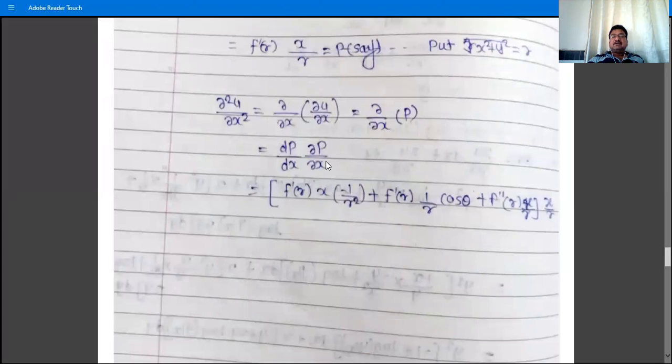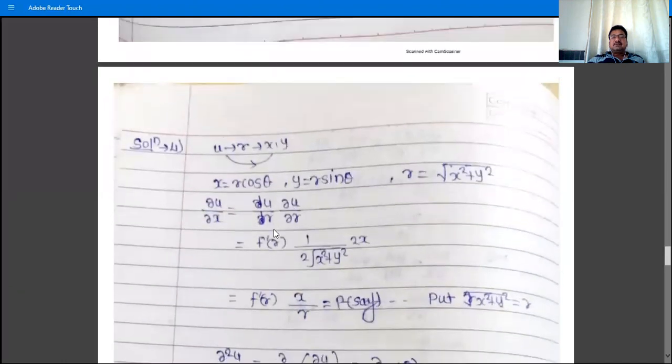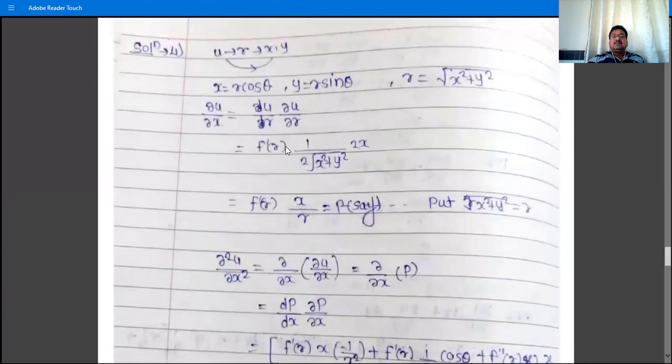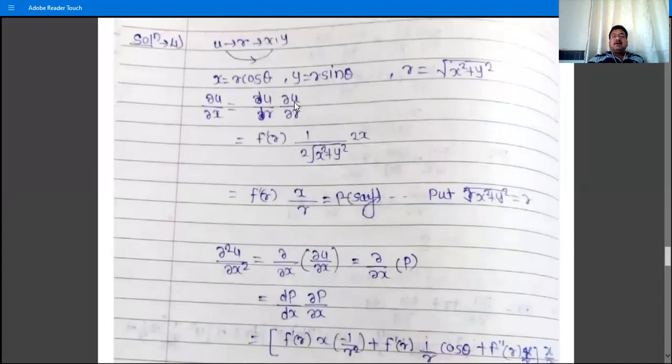And so ∂p/∂x is ∂p/∂r times ∂r/∂x, because p is the function of r, and r is the function of x and y. So ∂p/∂x equals (∂p/∂r)(∂r/∂x). Here we take the derivative of p with respect to r. And ∂p/∂r is what?